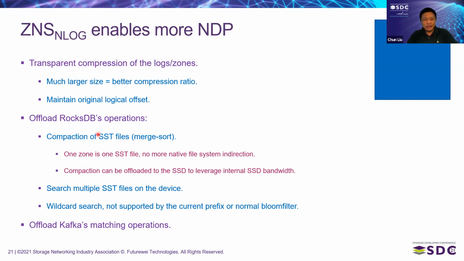Also, we can offload some of the RocksDB operations, like compaction of the SST file. Because one SST file is one named zone, we don't need native file system indirection, and compaction is self-contained within the device. We can leverage the SSD's huge internal bandwidth. We can also search multiple SST files on the device, or even wildcard search, which is not supported by the current RocksDB's normal Bloom filter or the prefix Bloom filter. For Kafka, we can also offload the matching operations.